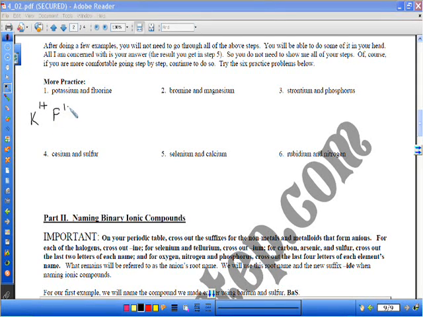Potassium, you just look at your periodic table. It's got a +1 charge. Fluorine's got a -1. So this is just going to be K1F1. We don't have to write the ones. It's just a K and an F. And there you go, potassium fluoride.